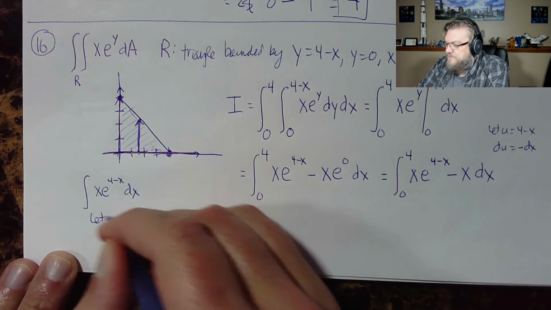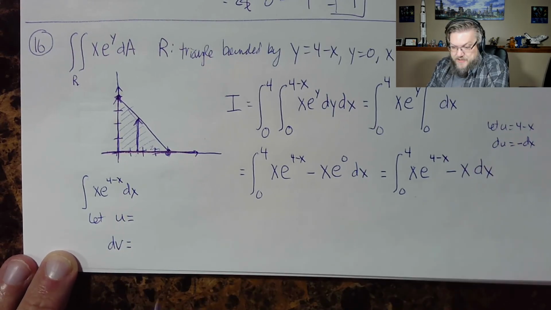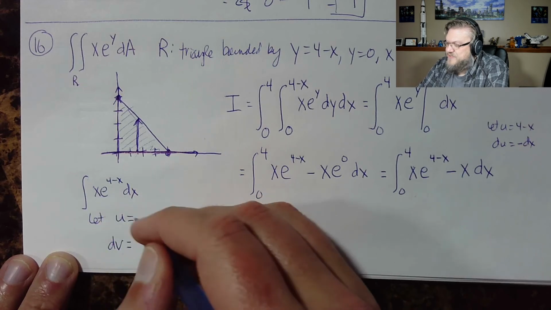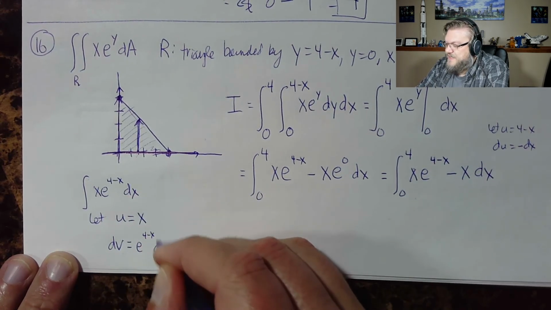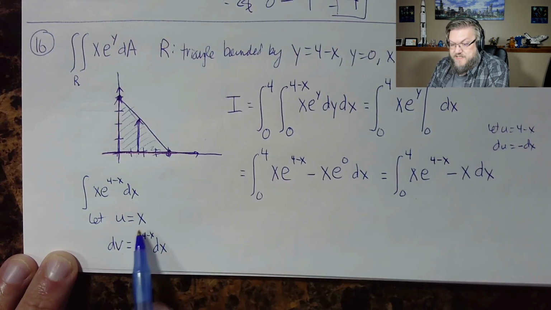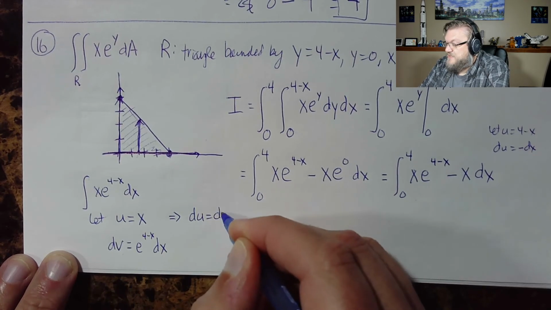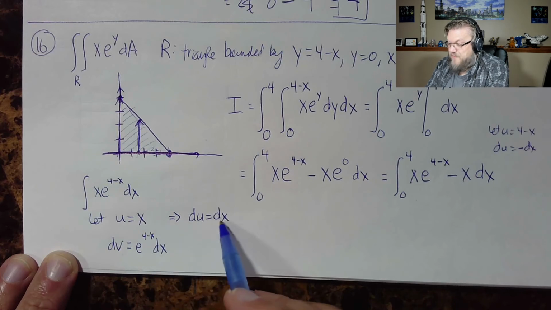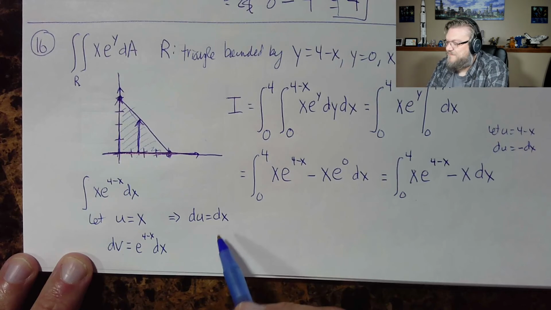We have to pick a u, and we have to pick a dv, right? The u I want to differentiate, and the dv I want to integrate, okay? So let's put the x here, and let's put the e to the 4 minus x dx here. Reason being, when I differentiate this, I get du equals dx. That simplifies. Instead of a power of 1, we have a power of 0. Great. We reduced power. That's probably a good thing.